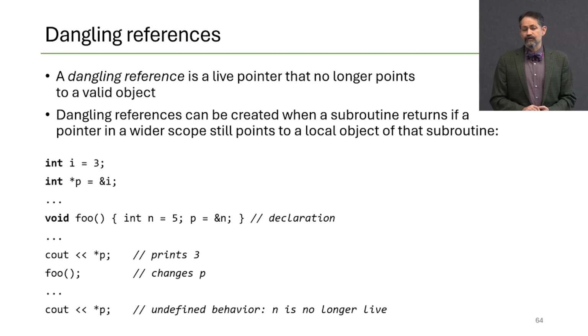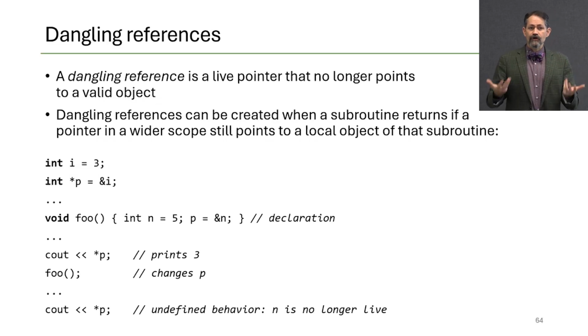Dangling references can also be created when a subroutine returns if a pointer in the wider scope still points to a local object of that subroutine. So in this example, we have a top-level integer I. We have a pointer to that address I. But now we have a function foo. And let's say that we call foo. It allocates an internal integer n. And then it sets the pointer from the outer scope to point to the address of that local variable n.